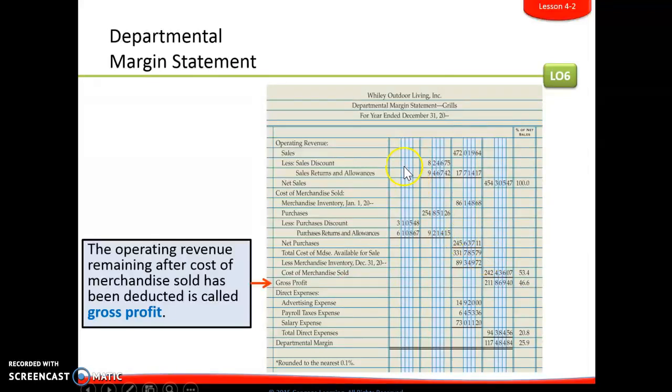So when we look, we have our operating revenue section. We have our cost of merchandise sold section. Then we figure out our gross profit. And then we have our direct expenses. And then we have our departmental margin.